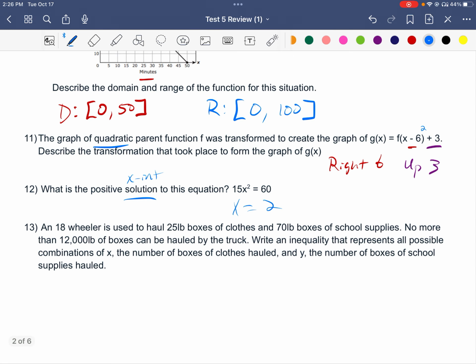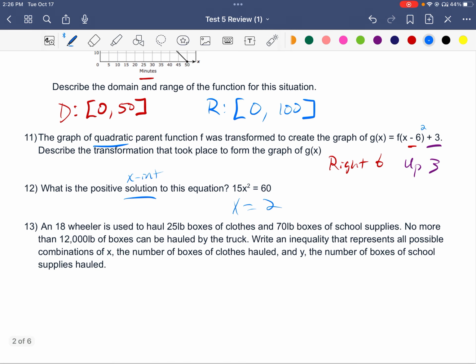13. An 18-wheeler is used to haul 25-pound boxes of clothes and 70-pound boxes of school supplies. No more than 12,000 pounds of boxes can be hauled by the truck. Write an inequality. It represents all possible combinations of x, the number of boxes of clothes hauled, and y, the number of boxes of school supplies hauled.